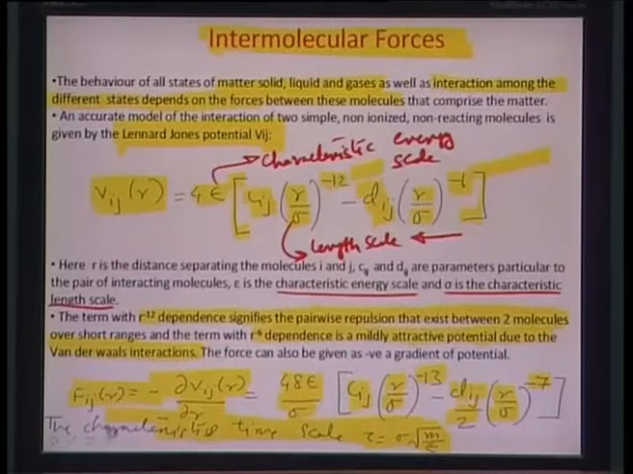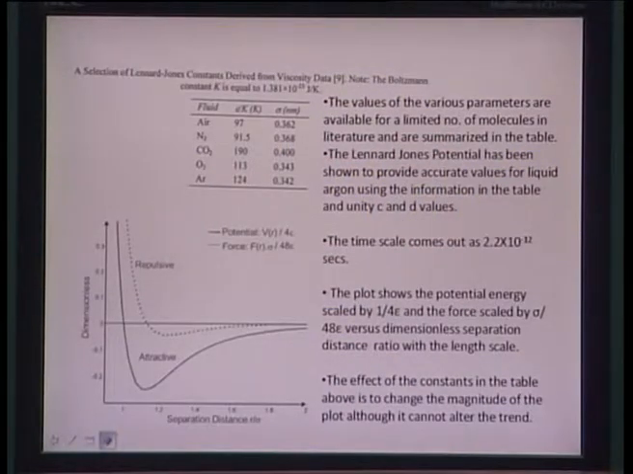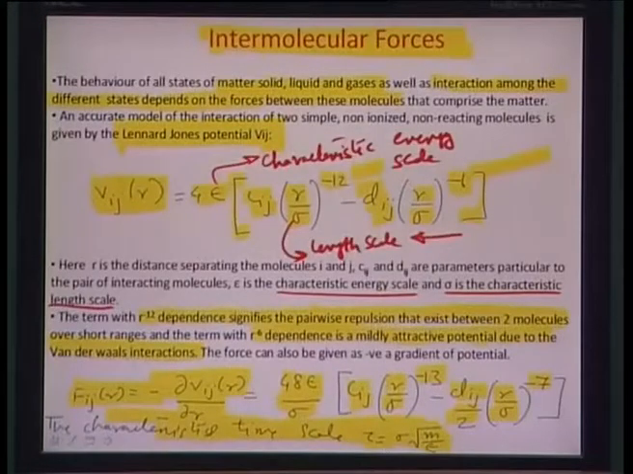What is also interesting here is that if you really plot the dimensionless parameters V(r) by 4 epsilon and F(r) by 48 epsilon by sigma, which is, if you just look back at this equation, nothing but this whole dimensional term in one case, the force divided by 48 epsilon by sigma, and this whole dimensional term in the other case, which is Vij, the potential function, divided by 4 epsilon.